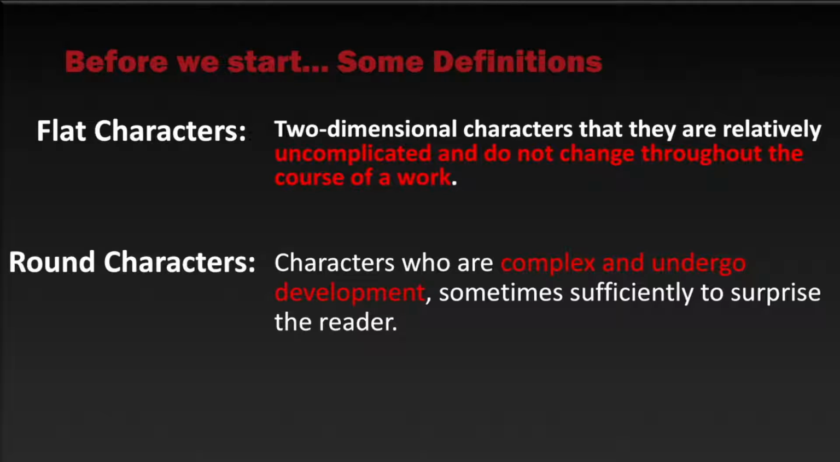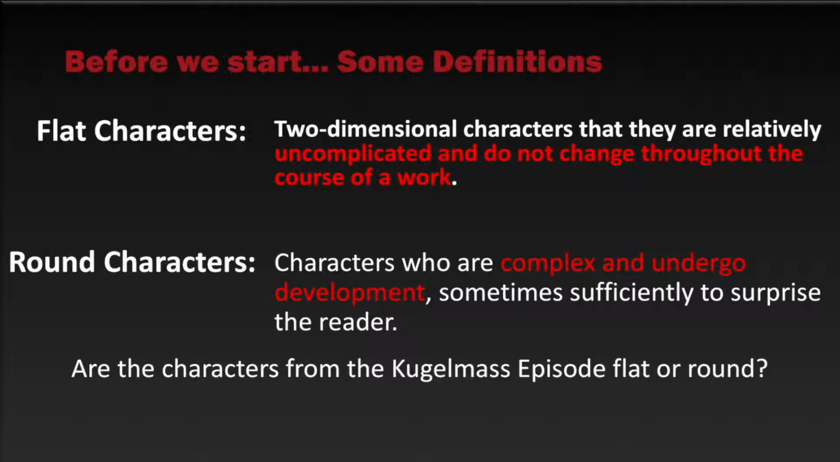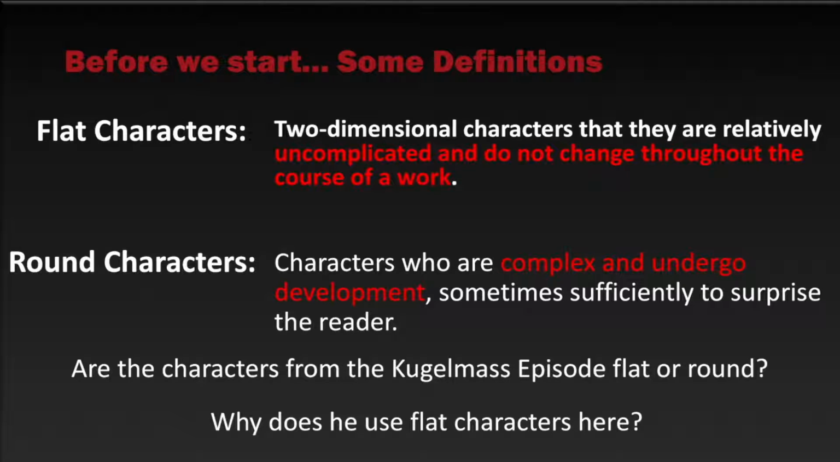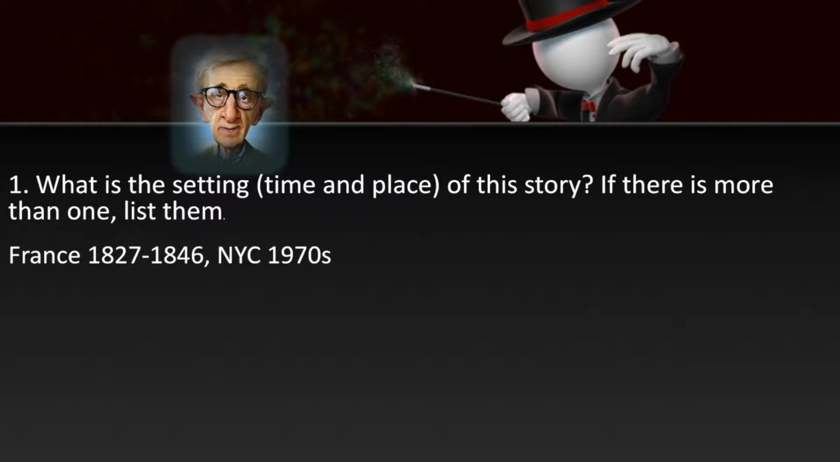keep in mind uncomplicated versus complicated, but also that they need to go through development. And so I want you to think as we're reading, are the characters from the Kugelmass episode flat or round? And I'll tell you right off the bat, he does use some flat characters throughout. So what I want you to think about is why he might use flat characters. What's the purpose of them? Why not just have all round characters? Round characters are more realistic. They're more like us. They're more interesting in many ways. So why use flat characters at all? That's something I want you to think about and we'll discuss.